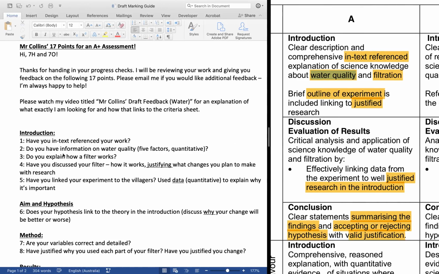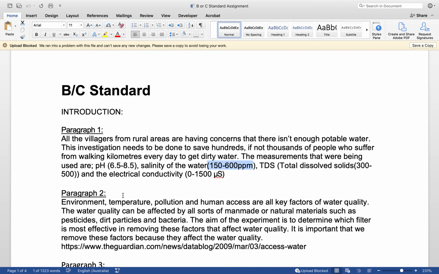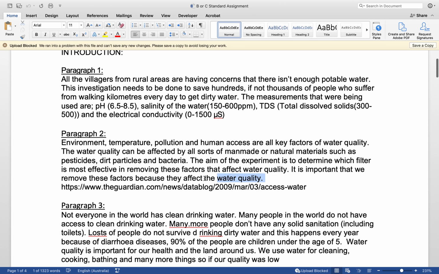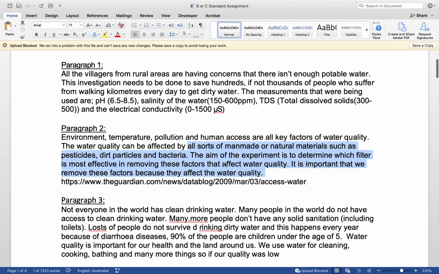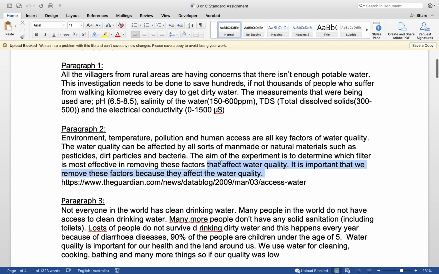Let's have a look at the third point. Now, here you'll see I need to see in-text reference knowledge about water quality and, what else? Filtration. So I need to know how a water filter works. This is the B or C student. They have started to tell me how a water filter works. They say they've talked about filters here.